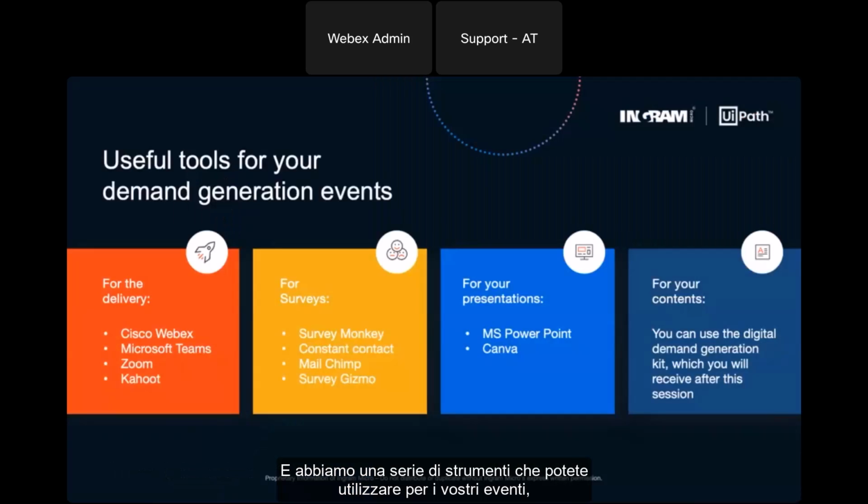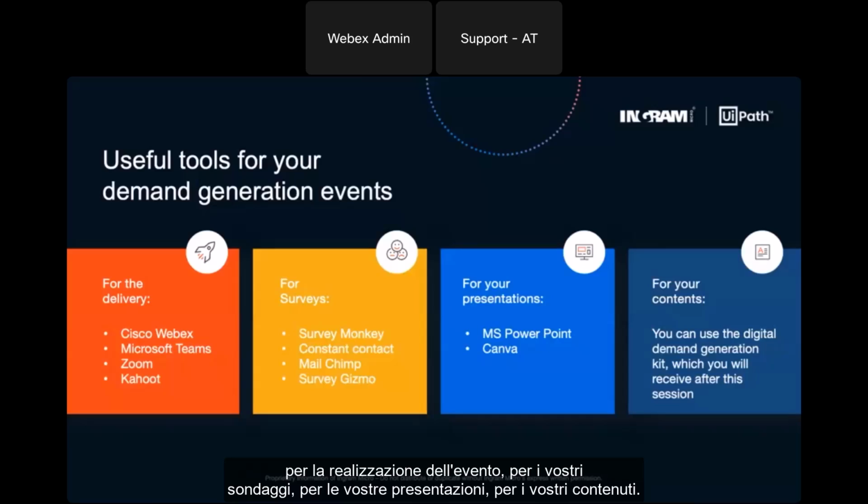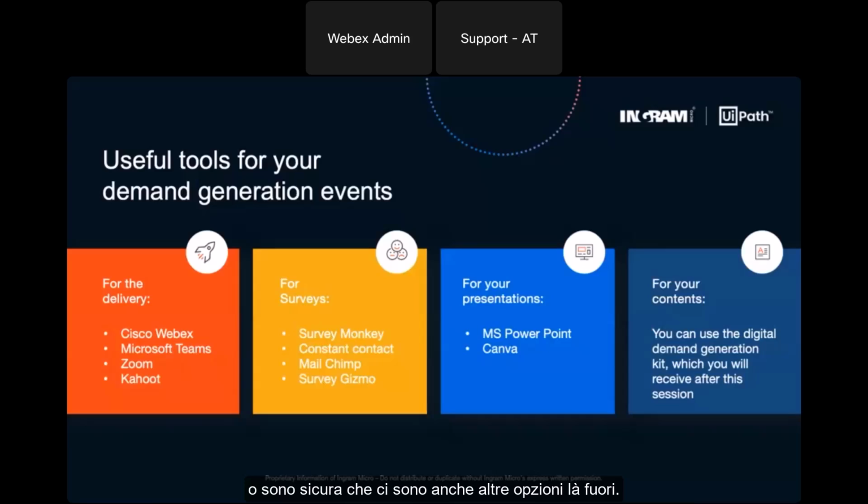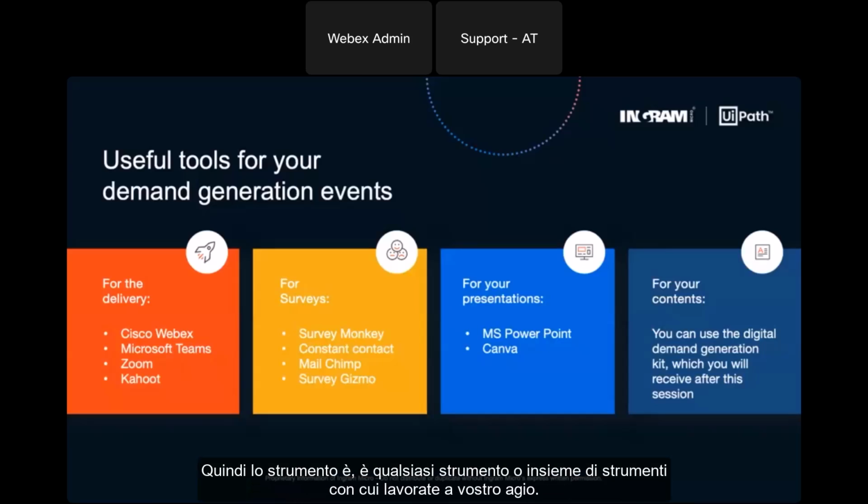And we have a number of tools that you can use for your events, for the delivery of the event, for your surveys, for your presentations, for your content. So you can work with any of the tools that are mentioned here, or I'm sure there are other options as well out there. So the tool is any tool or set of tools that you feel comfortable working with.